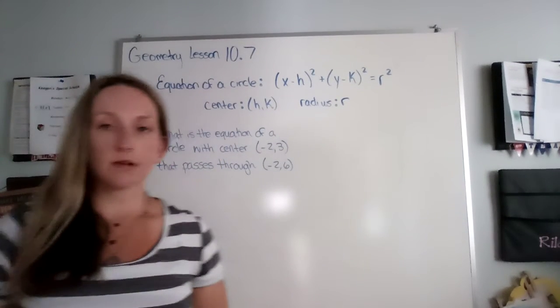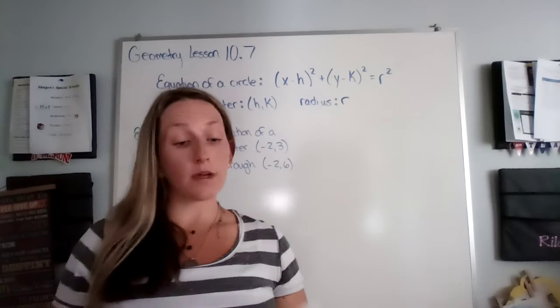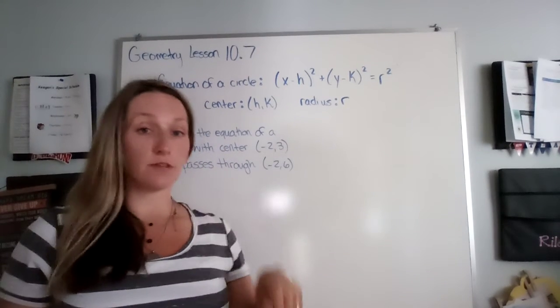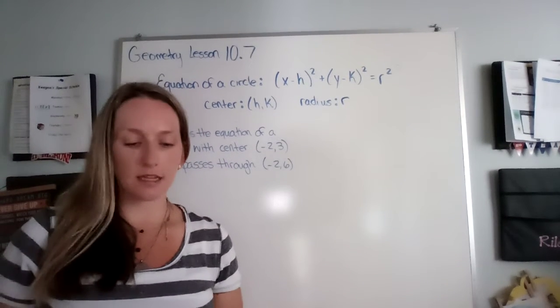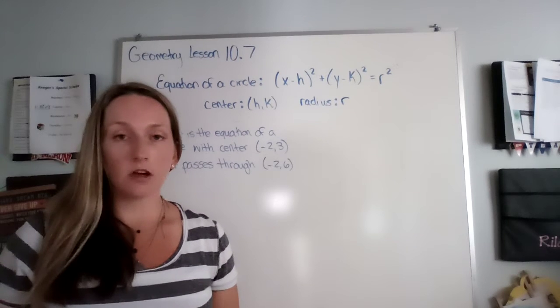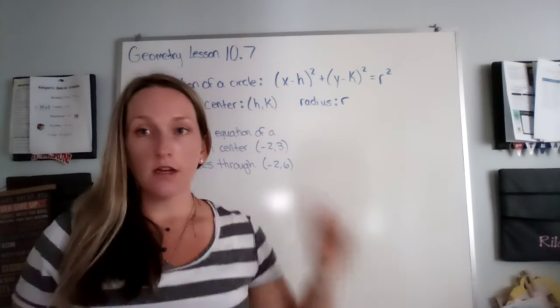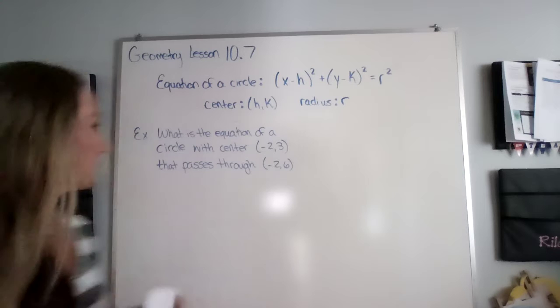Alright, hey guys, so today we're going to jump to lesson 10.7. So we're going from lesson 1.3 to 10.7. It's not a mistake, that's where we're headed, okay? We're going to be talking about circles in a coordinate plane. So to get us started, I wrote some information on the board.